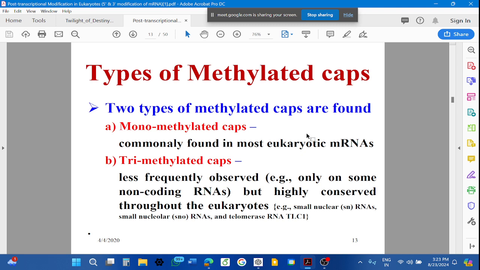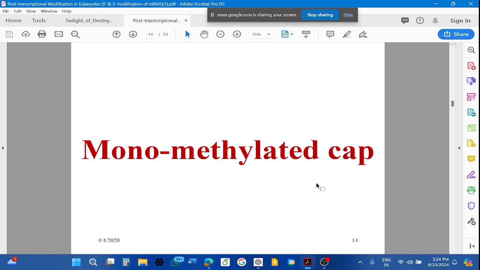There are two types of methylated caps. First is the monomethylated cap, commonly found in most eukaryotic messenger RNA. Then you have the trimethylated cap. It is less frequently observed, only in some non-coding RNA, but it is highly conserved throughout the eukaryotes. You can find the trimethylated cap in small nuclear RNAs and telomeres, but for your mRNAs you need to be concerned with monomethylated caps. So let us look at the monomethylated cap.